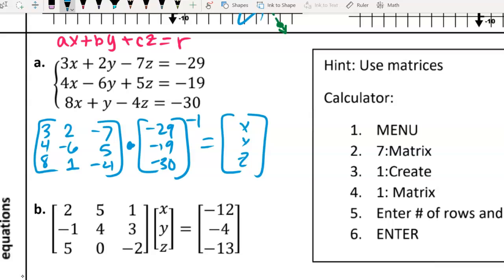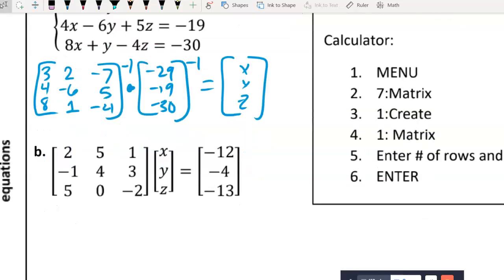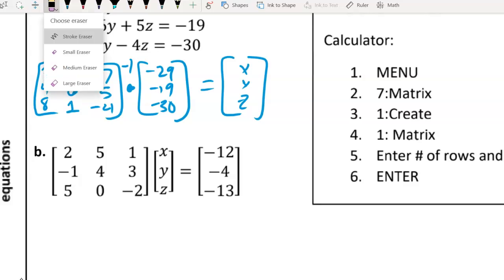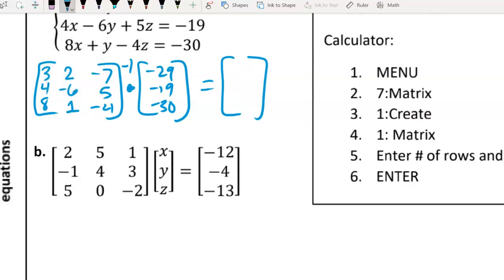Did y'all get an answer? I'm getting an error. Okay, so I realized I made a mistake. The negative 1, like Daniel said, goes on the first matrix, not the second one. So if you change that in your calculator, we should get negative 2, 6, and 5. So that means this is x, this is y, and this is z.